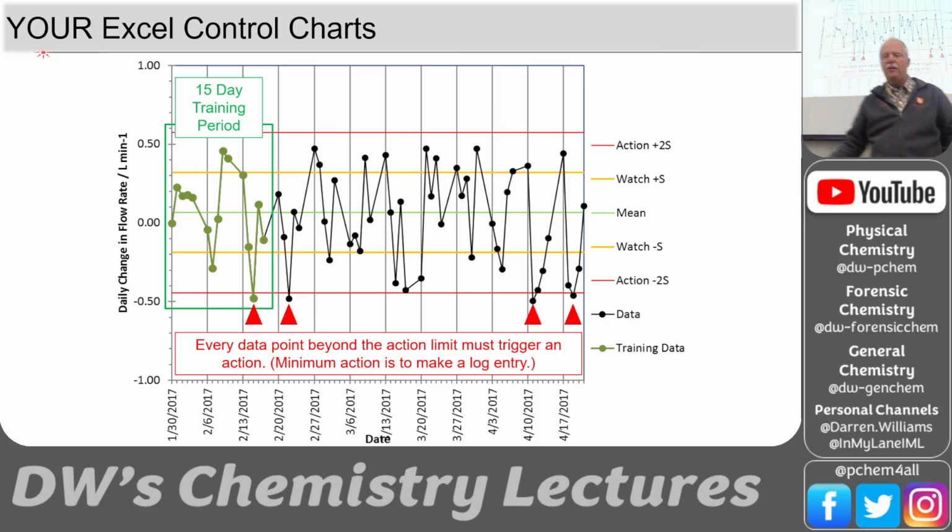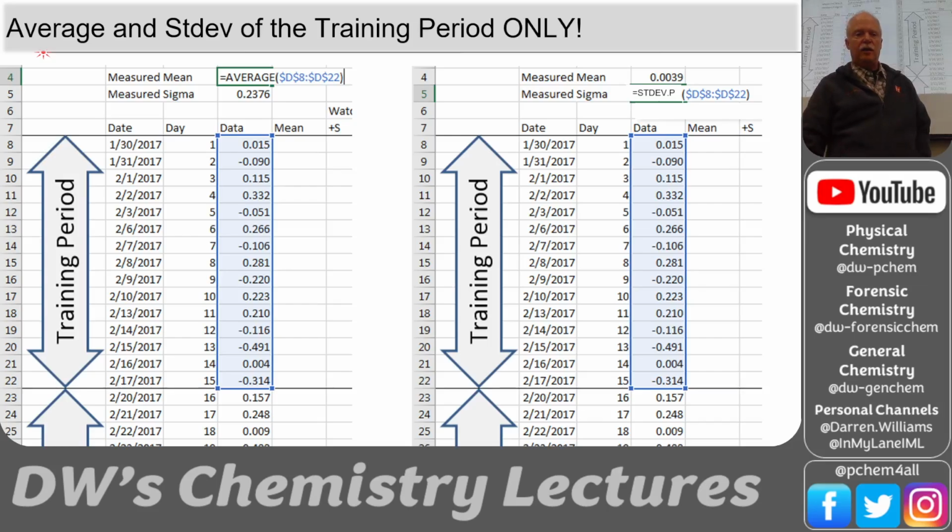And then for every data point, you don't have to have these big red triangles. That'd be hard to do automatically. But every data point that's beyond the action limit needs to have action, and our minimum action is to make a log entry. So this is what your spreadsheet will look like after 15 days.